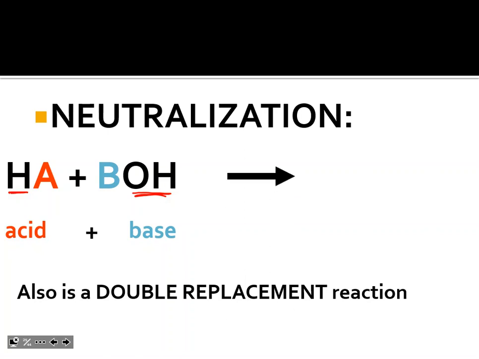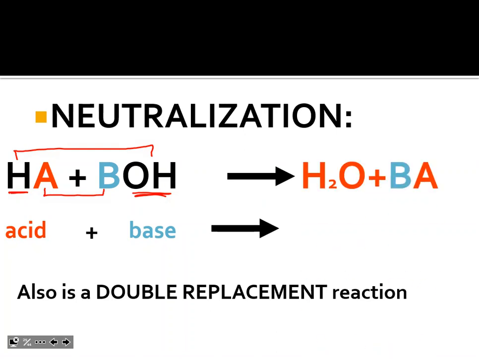Now, what's going to happen here is the H is going to combine with the OH. The A is going to combine with the B. So we're going to end up getting water as a product always. Always, always, always. And then we're going to get a salt. Now, NaCl is a salt. We know this. We put it on our food. We call it salt in general, table salt.